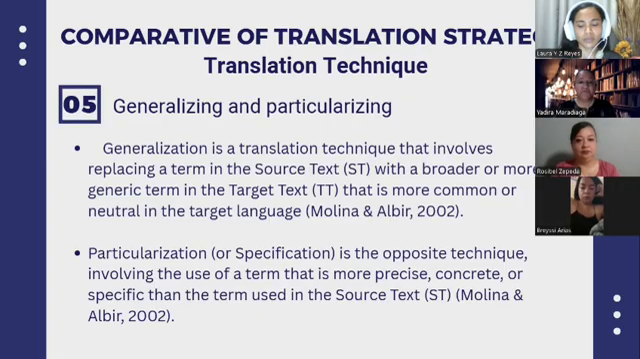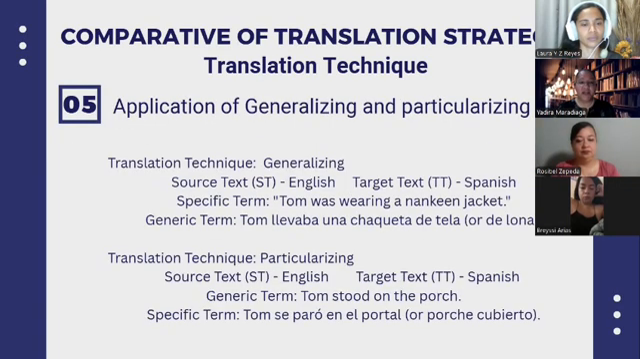In the examples, Tom was wearing a nankeen jacket, translated as Tom llevaba una chaqueta de tela or una chaqueta de lona. The English word nankeen refers to a very specific cloth traditionally made in Nanking, China, where the expression was very common in the 19th century in the United States. By translating it as a more general term, like chaqueta de tela or chaqueta de lona, even if the specific material name is lost, it is a better translation than the alternative.